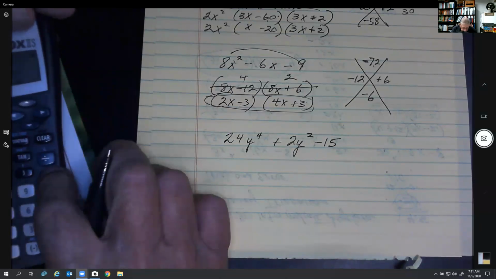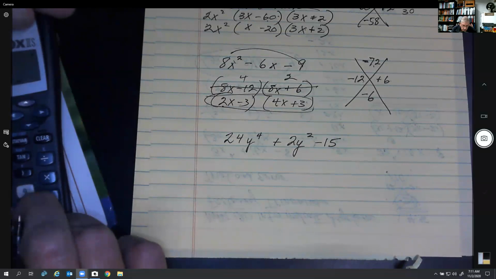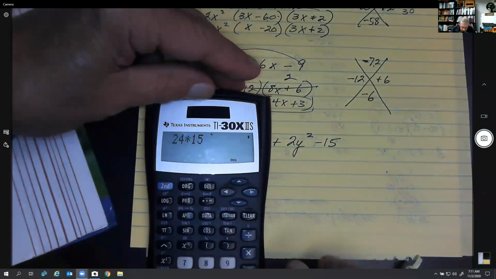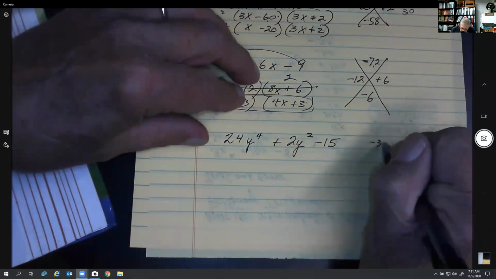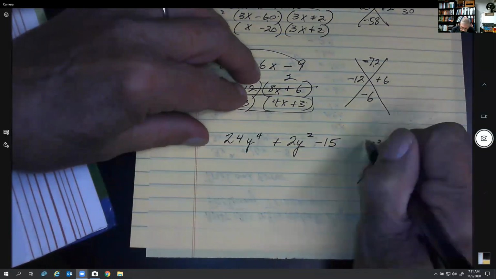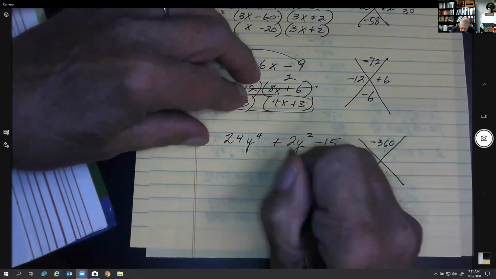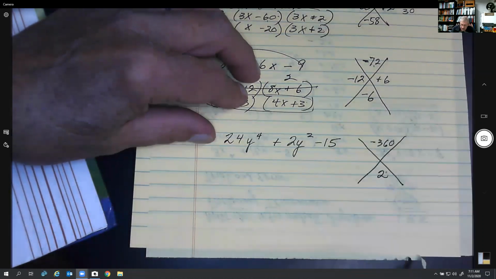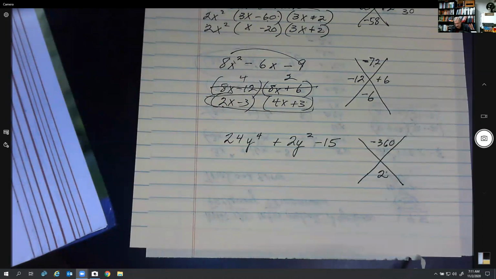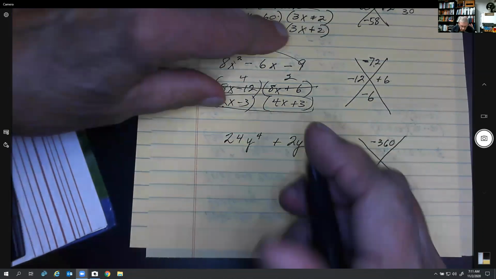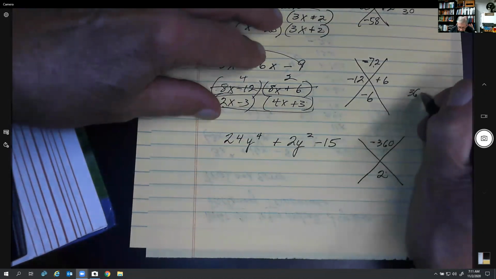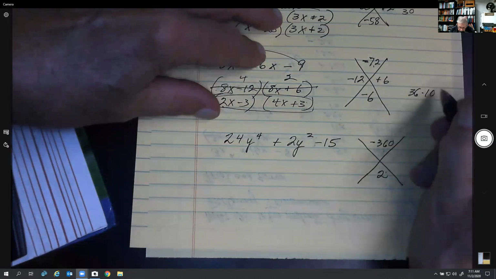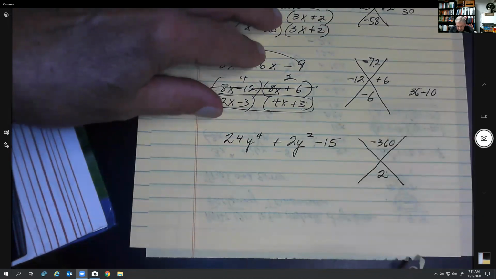This is the calculator that doesn't work so good. 24 times 15, 360. This is going to be a negative 360. And this is going to be a positive 2 here. So I'm subtracting the two results. It ends in 10, so I might start off by saying, what about 36 times 10? No, 36 take away 10 is not going to give me 2.